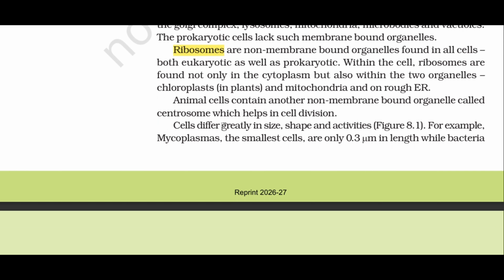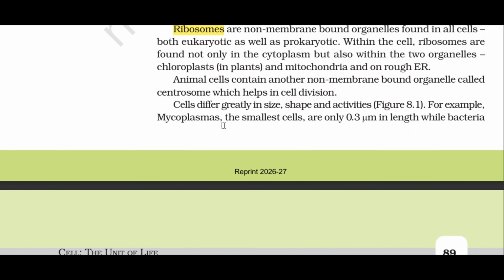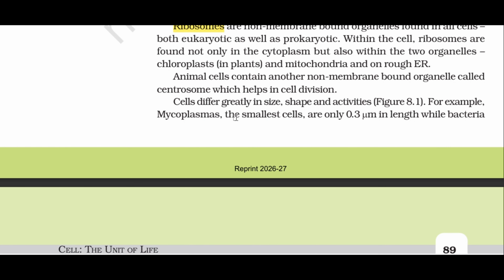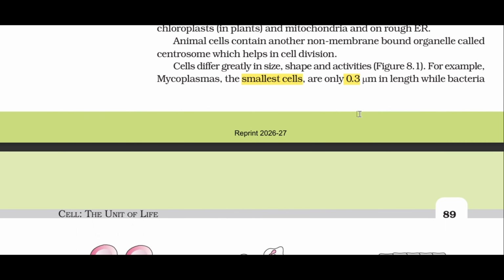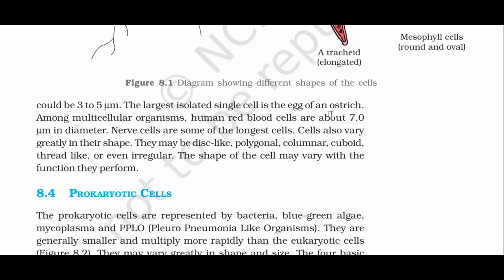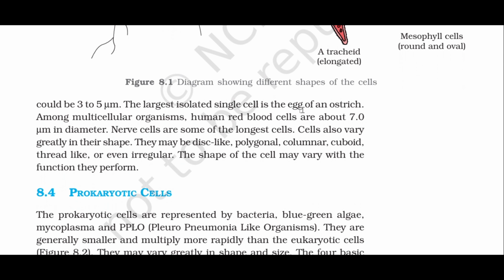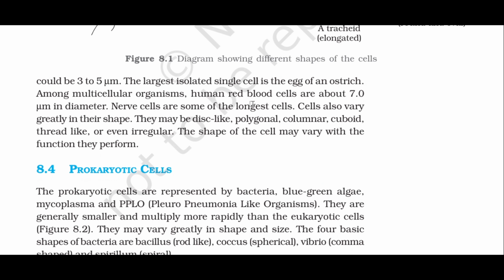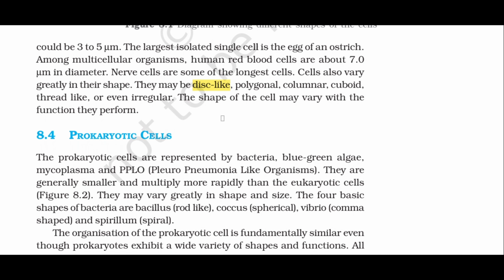Cells differ greatly in size, shape and activities, figure 8.1. For example, mycoplasmas, the smallest cells, are only 0.3 µm in length while bacteria could be 3 to 5 µm. The largest isolated single cell is the egg of an ostrich. Among multicellular organisms, human red blood cells are about 7.0 µm in diameter. Nerve cells are some of the longest cells. Cells also vary greatly in their shape. They may be disc-like, polygonal, columnar, cuboid, thread-like, or even irregular. The shape of the cell may vary with the function they perform.